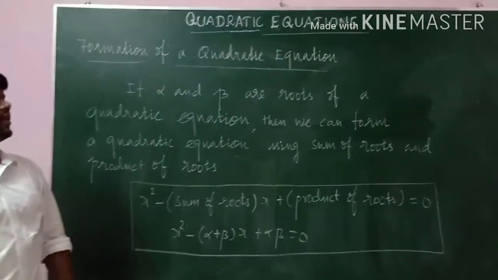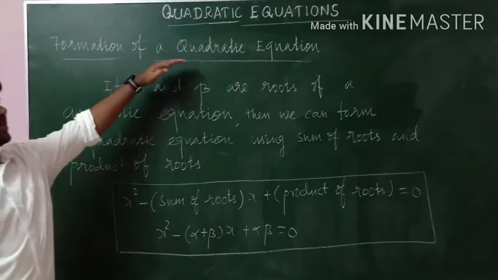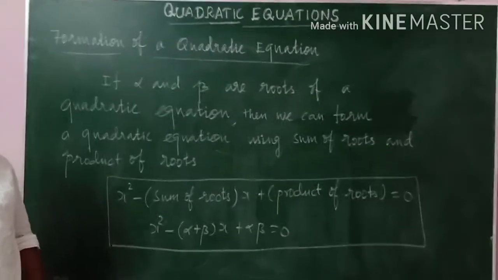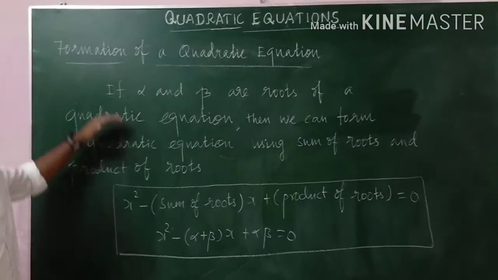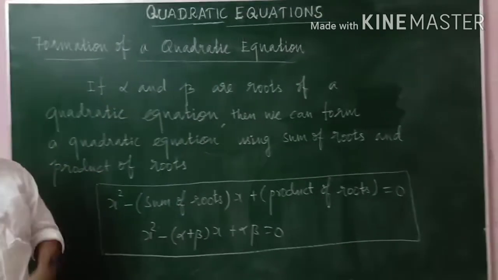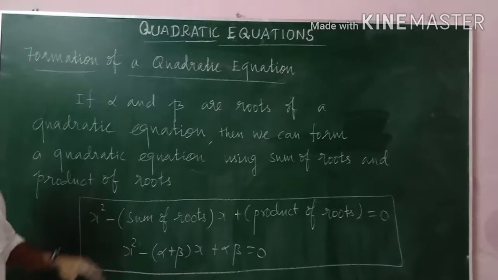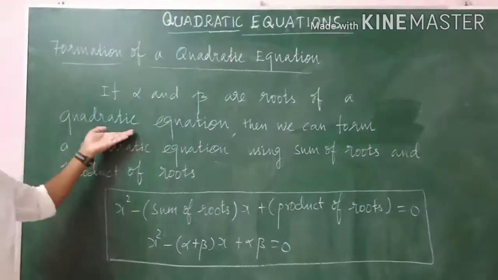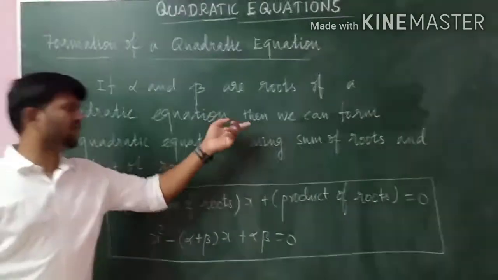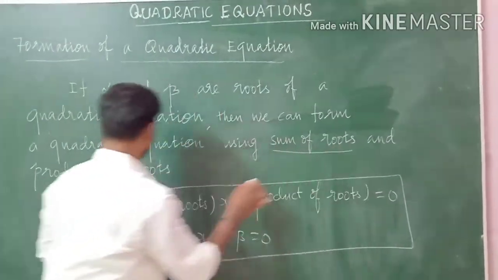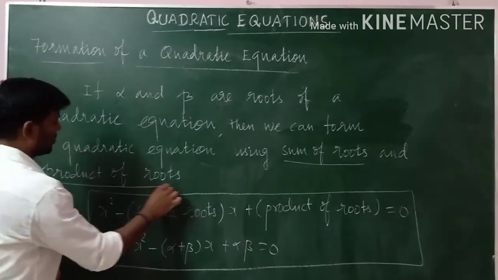Now formation of a quadratic equation. We know what a quadratic equation is. An expression of degree 2 set equal to zero is called a quadratic equation. If a quadratic equation, we will have two roots. Take alpha and beta as the roots of a quadratic equation. Then we can form a quadratic equation using the sum of roots and product of roots.